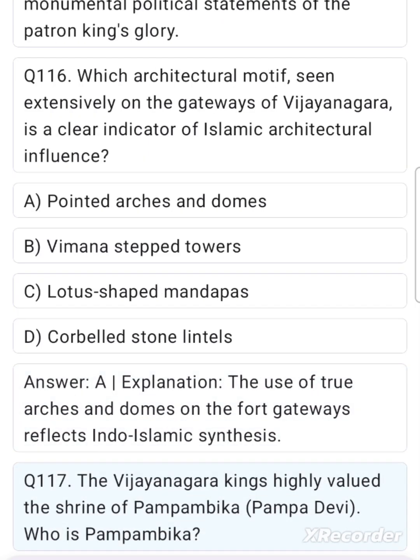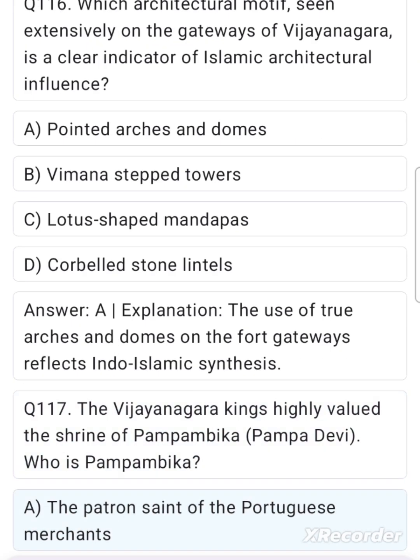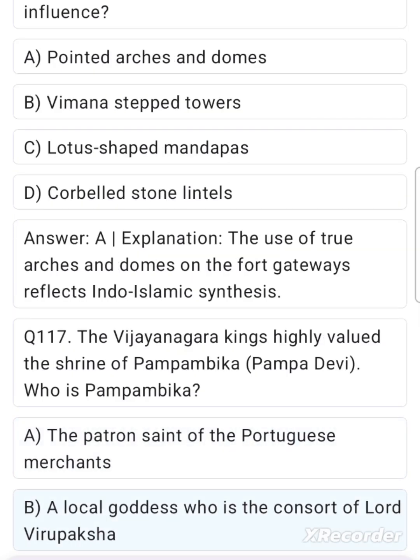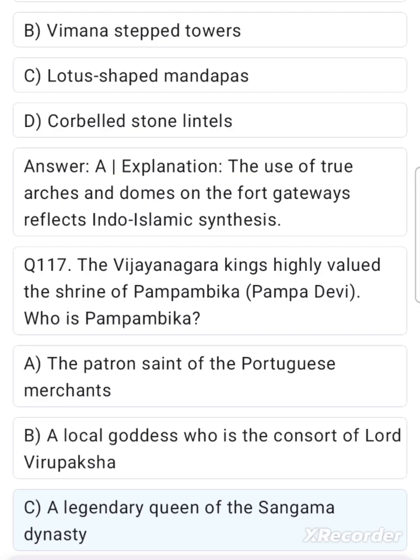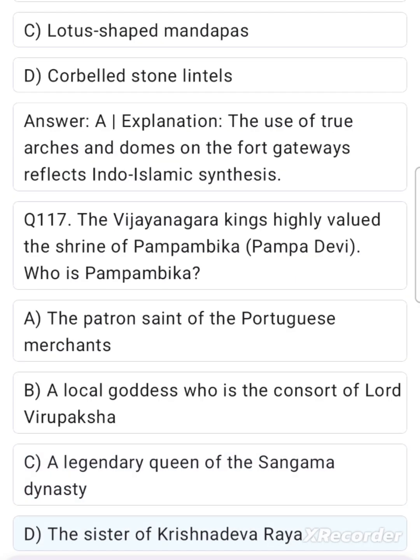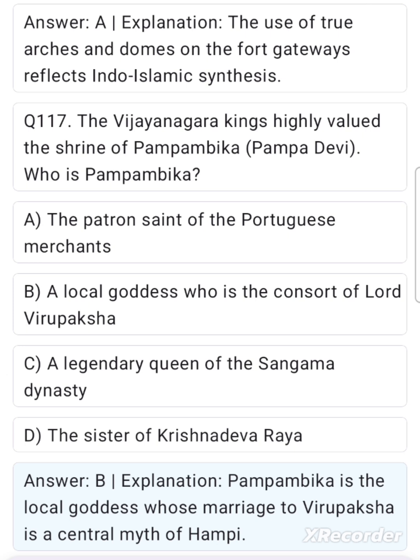Q117. The Vijayanagara kings highly valued the shrine of Pampambika, Pampa Devi. Who is Pampambika? A. The patron saint of the Portuguese merchants. B. A local goddess who is the consort of Lord Virupaksha. C. A legendary queen of the Sangama dynasty. D. The sister of Krishnadeva Raya. Answer. B. Explanation. Pampambika is the local goddess whose marriage to Virupaksha is a central myth of Hampi.